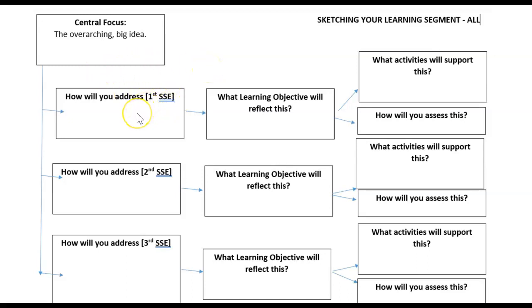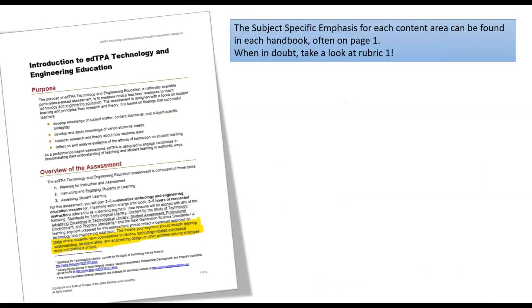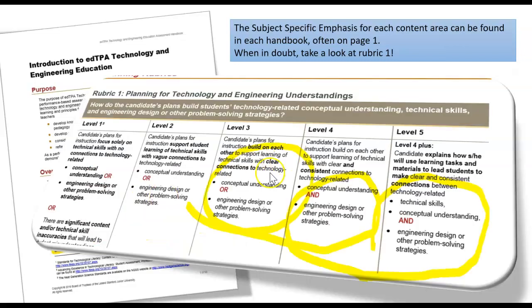And everybody in secondary education has their own SSE. And if you want to find out what your SSE is, you can look on page 1 for most of you, page 1 or 2 of your handbook. When it gives this overview of the assessment, it's generally in this paragraph right here. Other than that, it's almost always a bulleted list in planning, the rubric 1. So this rubric 1 has got it listed for everybody. So this is Tech Ed, and there's their SSE.